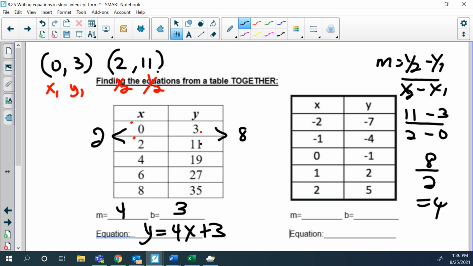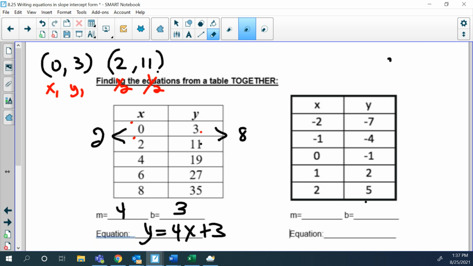All right, go ahead and pause the video and do the second one, the table on the right, and come back and check your answer. All right, I'm going to erase this so I get some more space.